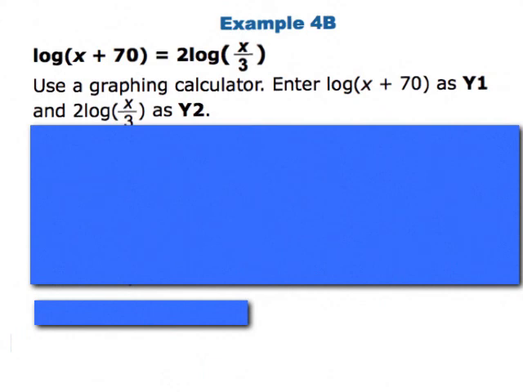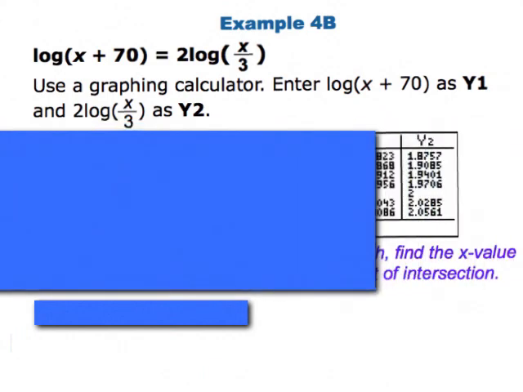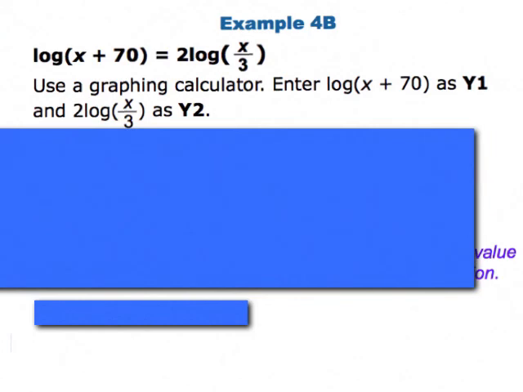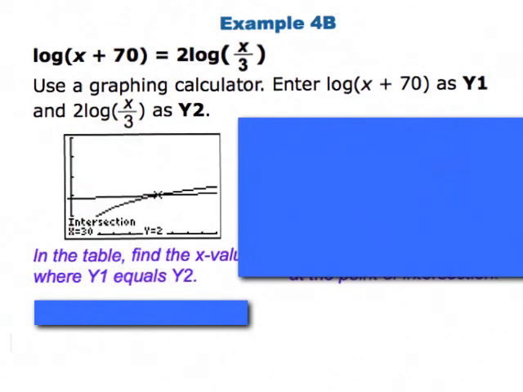Let's see by looking at the graph just what it's going to look like. That was the chart, here's the graph. I have my first equation going this direction and my second equation running this direction. Where do they cross? They cross at x equals 30. That means my solution is 30.